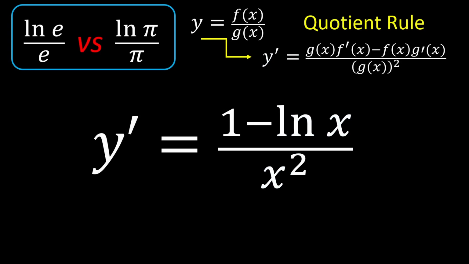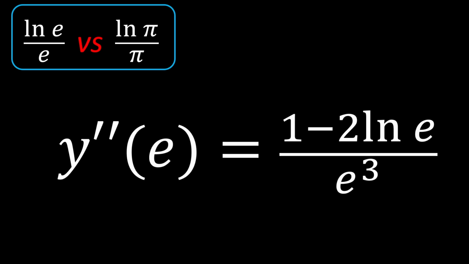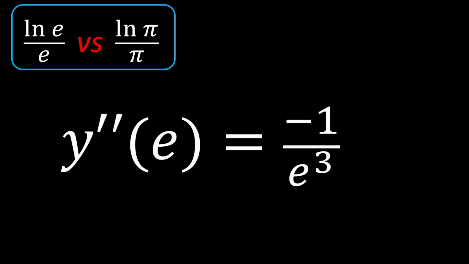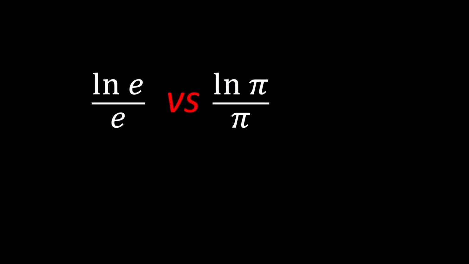But Euler knew he could also prove that this was a maximum by taking the second derivative. So, starting now with y prime equals 1 minus natural log x over x squared, Euler once again applied the quotient rule and got the following result. I'll leave it to you as a bonus exercise to show that this is true. He then evaluated y double prime of e and got this expression, which simplifies to negative 1 over e cubed. And since this is less than 0, Euler knew the concavity of the function at e was downward, thus proving that e was the exact value that maximized the function.